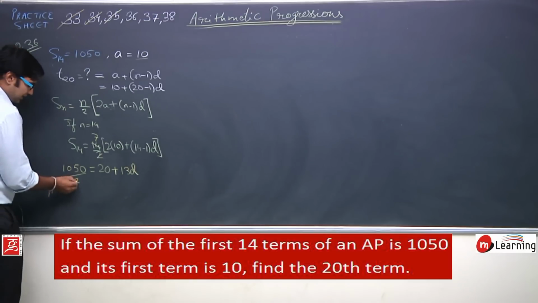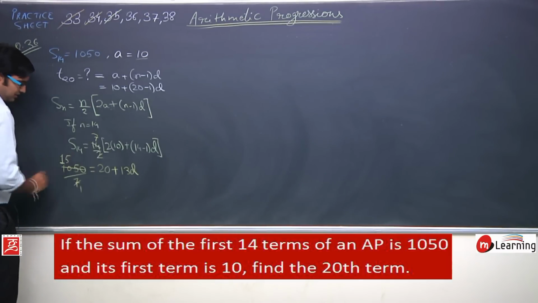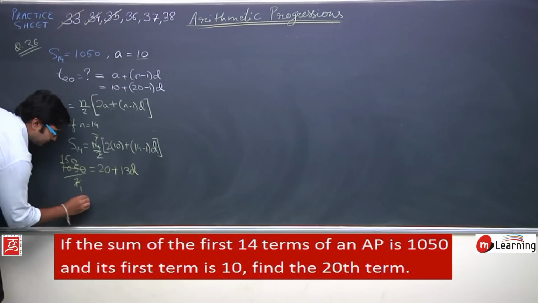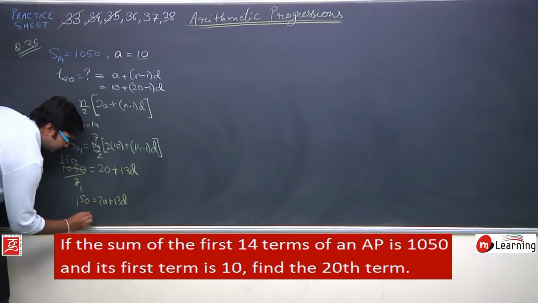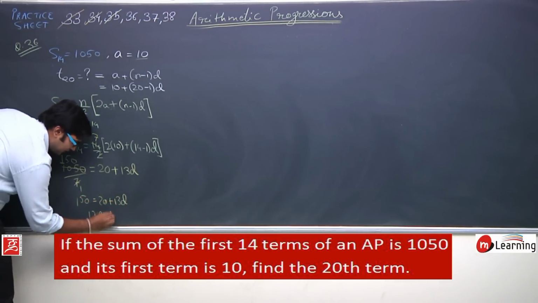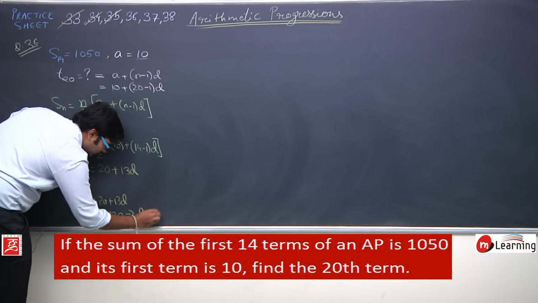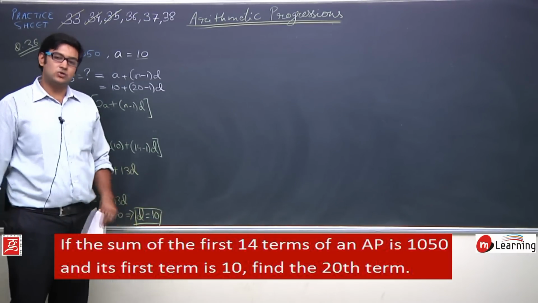Now let us try to solve this. 7 ones are 7, 7 fives are 35, and 0 as it is. So this will give you 150 is equal to 20 plus 13d. This will give you 13d is equal to 130, that is, the value of d is equal to 10. So the value of d obtained is equal to 10.